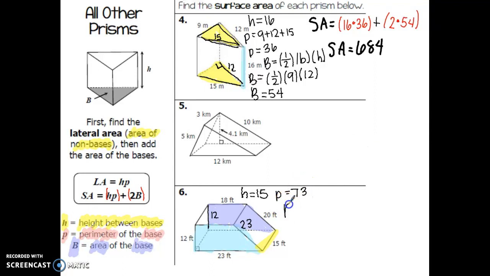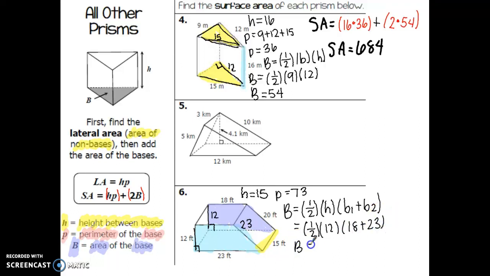My base is the one that changes, my big B, because now I have to use the formula for a trapezoid. So that is 1/2 my height, and then B1 plus B2. So that ends up being, when you input everything, that is 1/2. The height is different. This is my height for my base and my base only, not my trapezoid, so that is 12. Then add up my bases, 18 plus 23 for your big B, your area of the base. You should get 246.